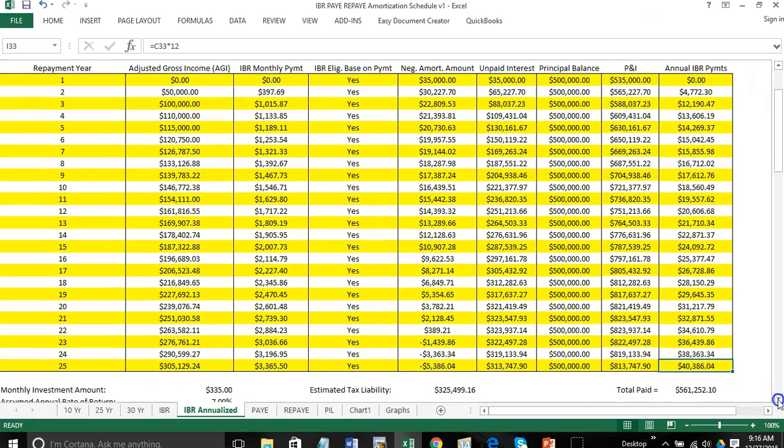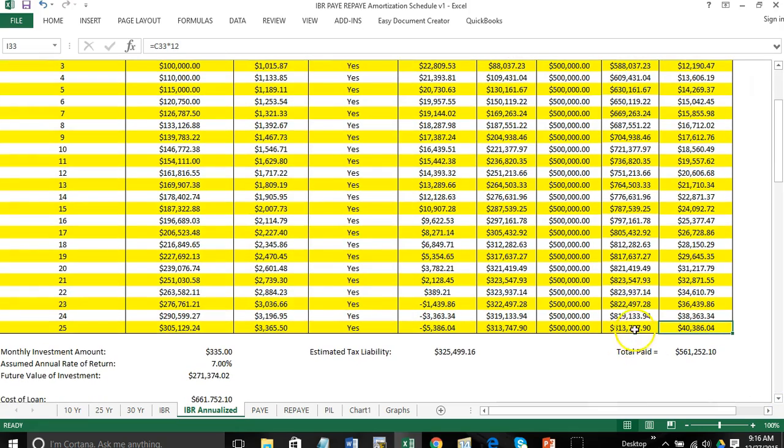So the concern here then becomes, this is the amount forgiven. But before addressing that, let me just give you your total paid over the course of 25 years, which would be about $561,000 given these income amounts. You have about $814,000 forgiven, and that's taxable income to you.